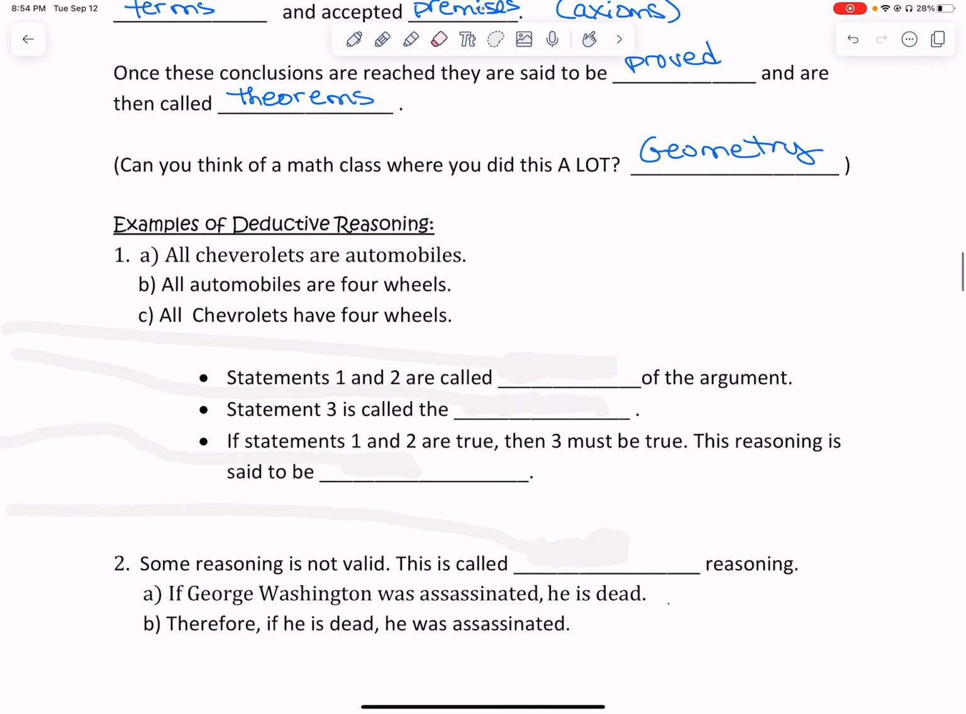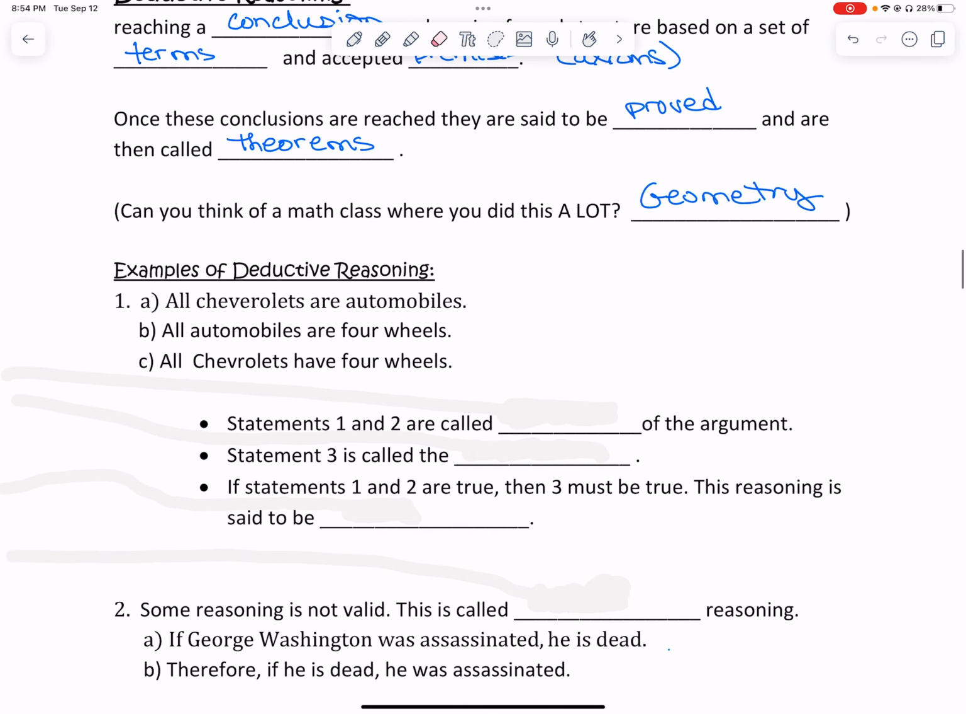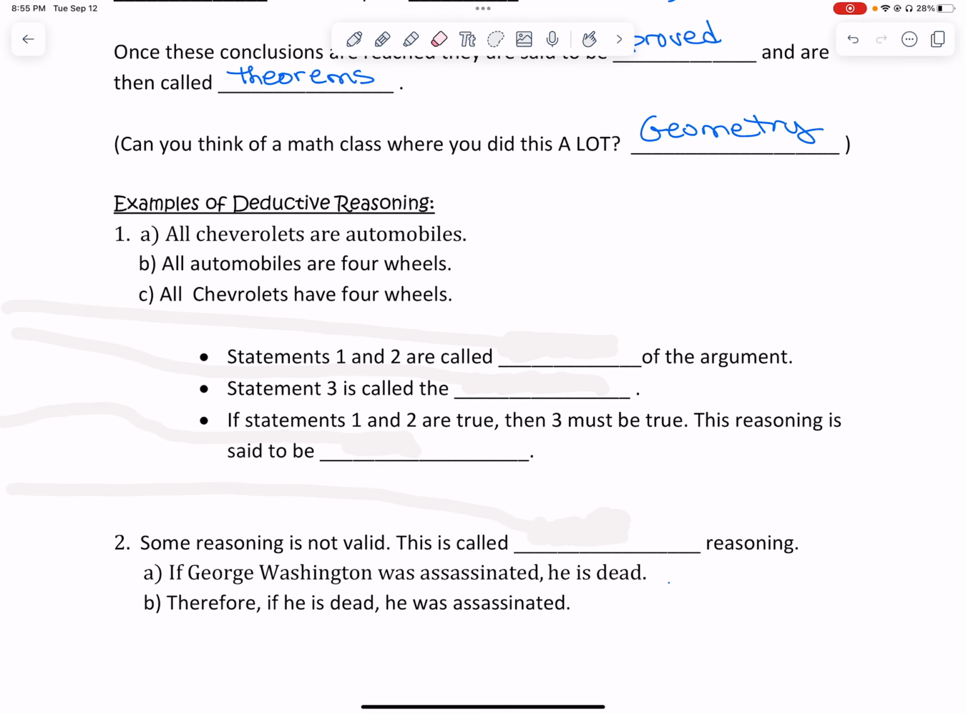So here's an example. Not in geometry, but maybe in the real world. All Chevys are automobiles. All automobiles have four wheels. So all Chevys have four wheels. Now you may say, Miss Kitts, not all automobiles have four wheels, because my cousin Bubba, he's got a dually and it's got six wheels.